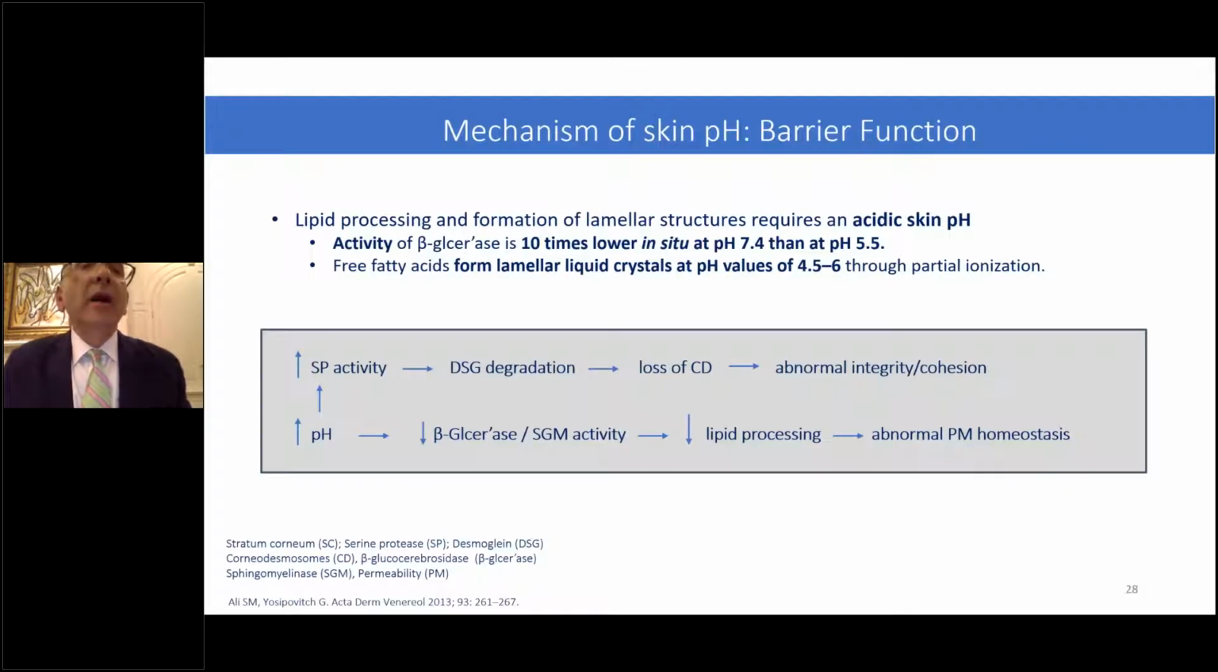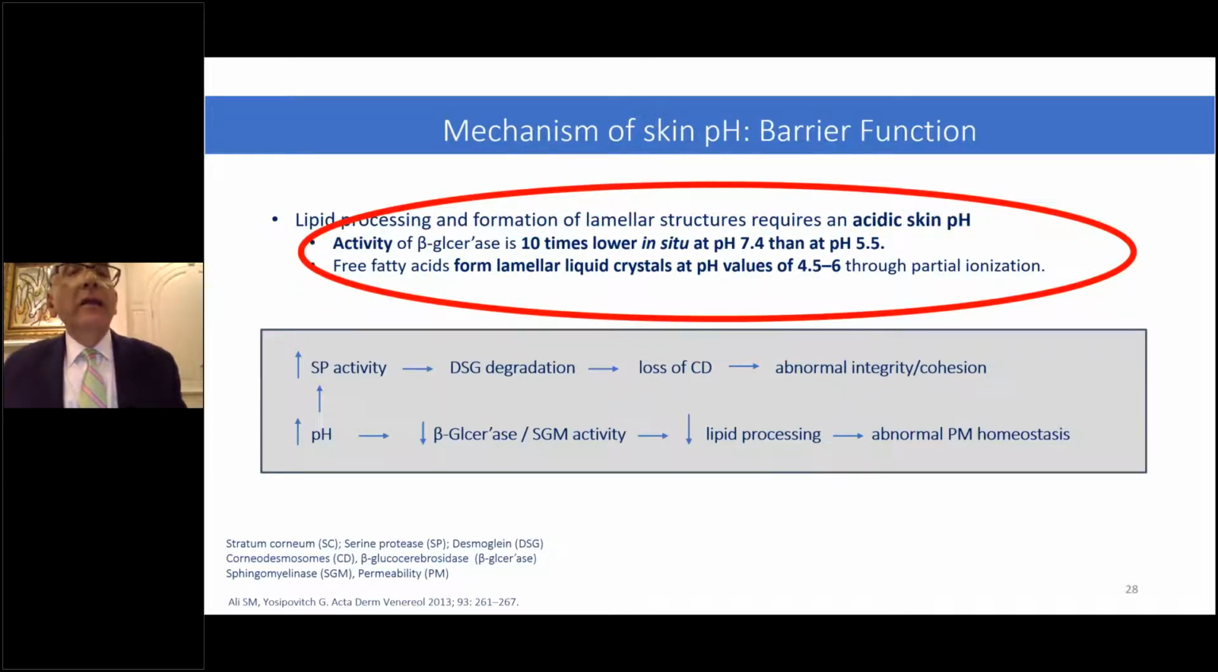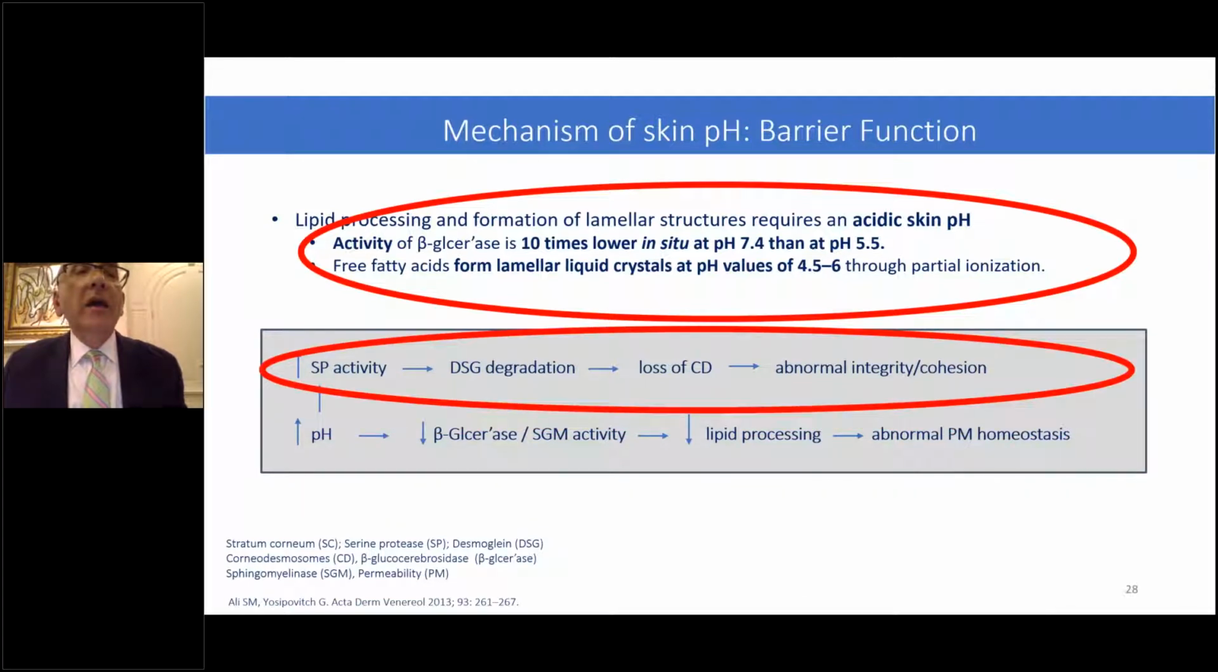So what happens now? When the pH is high, your serine protease activity is high because they love that neutral pH. The desmoglein degradation is high, and you're losing your corneodesmosomes, and now you're losing the whole integrity of the wall.